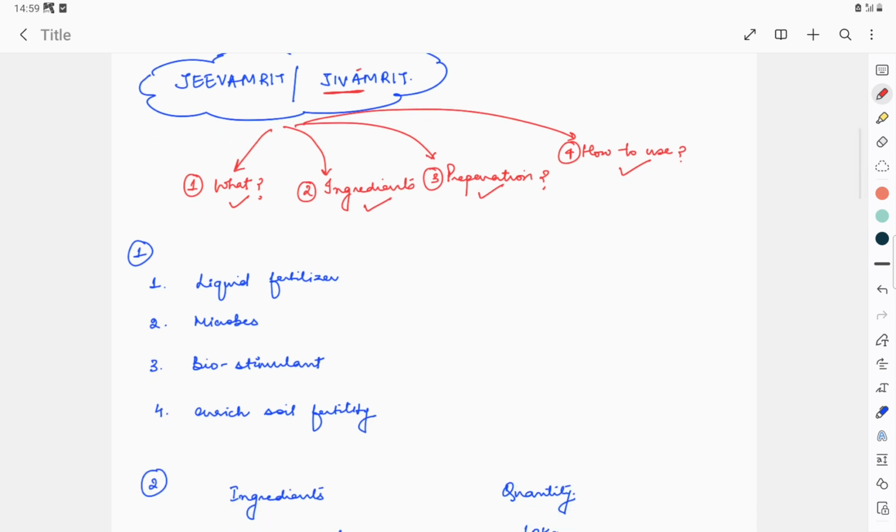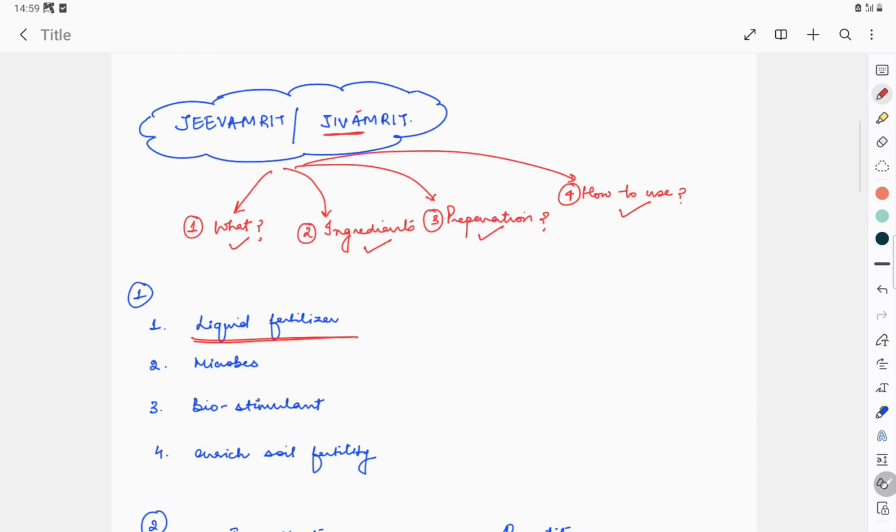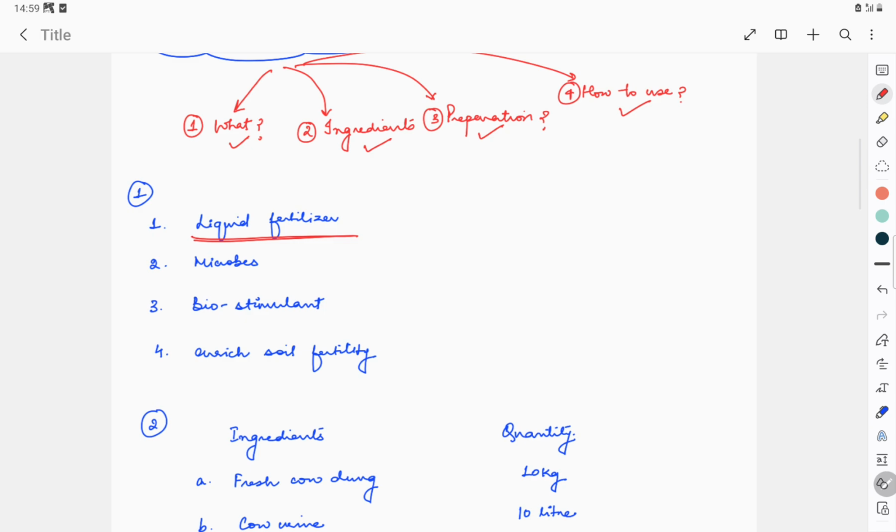Now, first and foremost, what is Jeevamrit? It is basically a liquid fertilizer, we can say. And Jeev itself, last lecture also I told you, means the microbes. As you're well aware, over the years, during the Green Revolution, we have blindly used synthetic fertilizers on a large scale, due to which the microbes naturally present in the soil died, vanished, and we can say it's very minimal compared to what we used to have earlier.